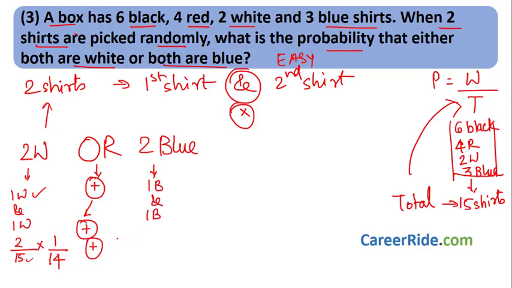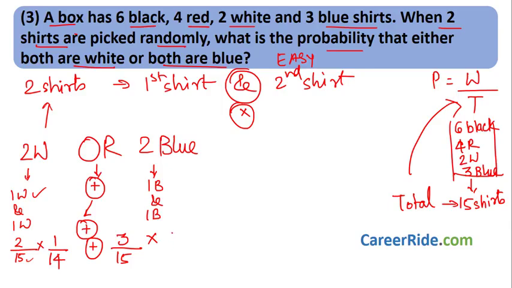Okay, now I choose a blue shirt. How many blue shirts are there? 3. I want blue. So 3 possibilities of blue are there. Divided by total number of possibilities, 15. I choose one blue shirt and keep it in hand, and then I go and choose the second. So and means multiplication. Now I choose the second shirt. Already I chose the first blue shirt. So how many blue shirts are remaining? 3 minus 1, 2 blue shirts are remaining.